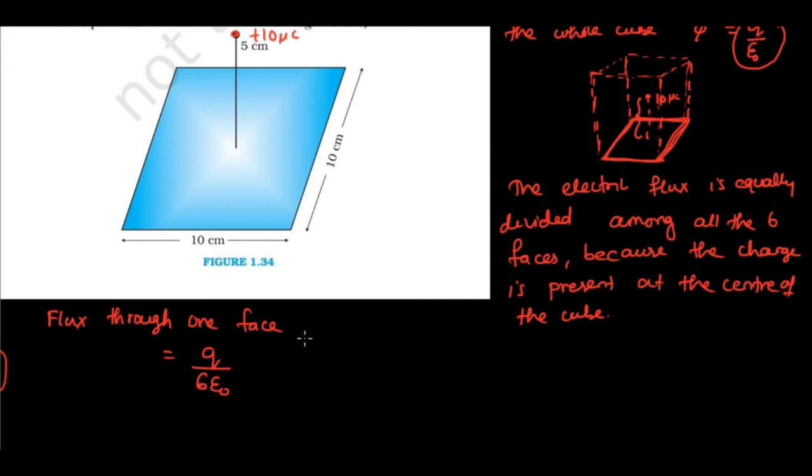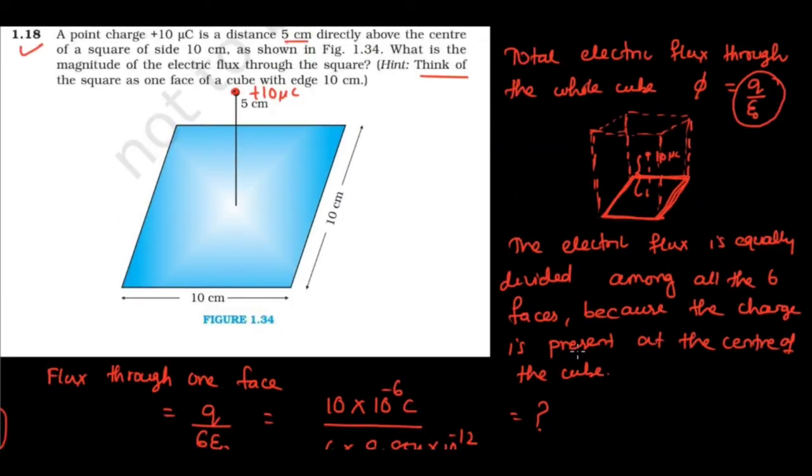1 by 6 times the total flux is equal to Q by 6 epsilon naught, and Q is given as 10 microcoulomb, so that will be 10 into 10 to the power minus 6 coulomb. Put the value of epsilon naught, that is 8.854 into 10 to the power minus 12, and by calculating this you can get the answer. So the calculation part is up to you. I have only discussed the method to calculate the electric flux through the square. So in this way you can solve this question, and now we'll proceed to the next one.